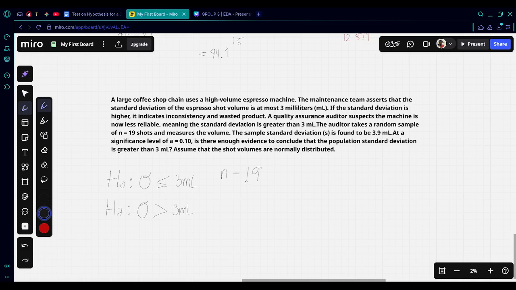Next is the standard deviation. The sample standard deviation, so S, is equal to 3.9 ml. Next, we also have the significance level, the alpha level of 0.10.